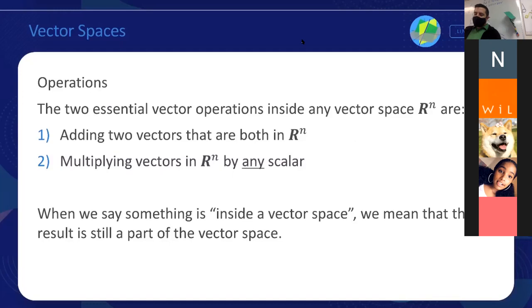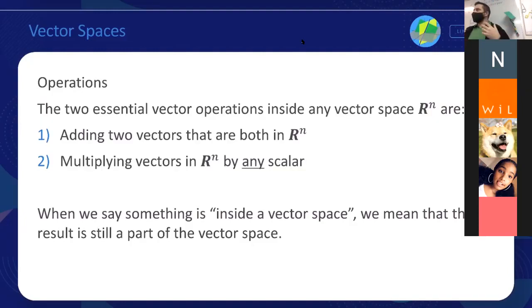Whenever you see something that says it's inside the vector space, we mean the result is still in that same space. If I add two two-dimensional vectors, I'll get another two-dimensional vector. I won't all of a sudden get something three-dimensional or five-dimensional. If I take a two-dimensional vector and multiply by a scalar, I will get another two-dimensional vector. So when we say inside the vector space, we mean the result doesn't give you a vector that's not in the same space as the first ones were. That's going to be a really important idea. That's what makes a vector space a vector space.